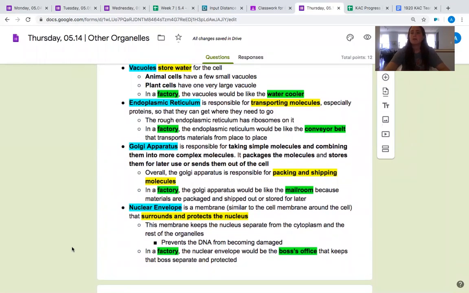One more, the nuclear envelope. You should think about what organelle does nuclear sound like. Nuclear envelope is a membrane similar to the cell membrane around the cell that surrounds and protects the nucleus. This membrane keeps the nucleus separate from the cytoplasm and the rest of the organelles. It is really important because having this prevents the DNA from becoming damaged. In a factory, the nuclear envelope would be the boss's office that keeps the boss separate and protected.